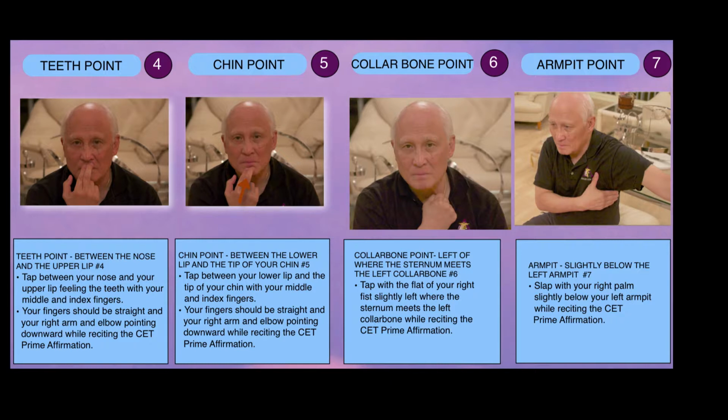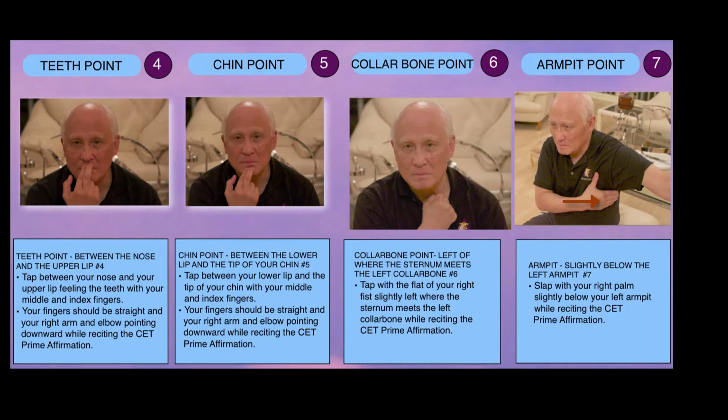Point 6. The collarbone point is left of where the sternum meets the left collarbone. You tap with the flat of your right fist slightly left of where the sternum meets the left collarbone while reciting the CET Prime affirmation. This is on the left side. Remember, with your fist tapping the collarbone.